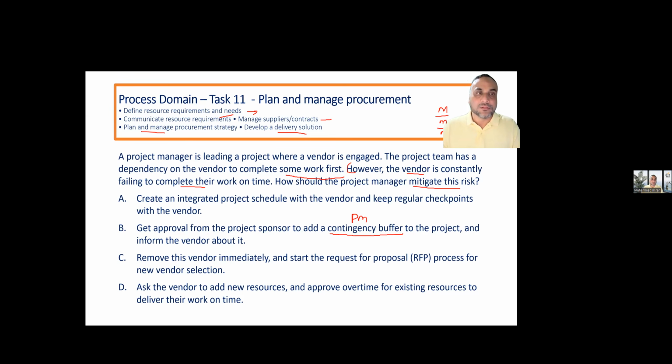So it means by logic, by process, it's not correct. Remove. I told you this shouldn't be your first answer, so I will not remove the vendor immediately. Ask the vendor to add new resources and approve overtime for existing resources to deliver their work on time. There is no discussion that they cannot cope with the schedule like this, and you cannot instruct anyone to pay them overtime, because if you ask them to pay overtime, they will ask you to pay overtime for them, even though it is their fault.